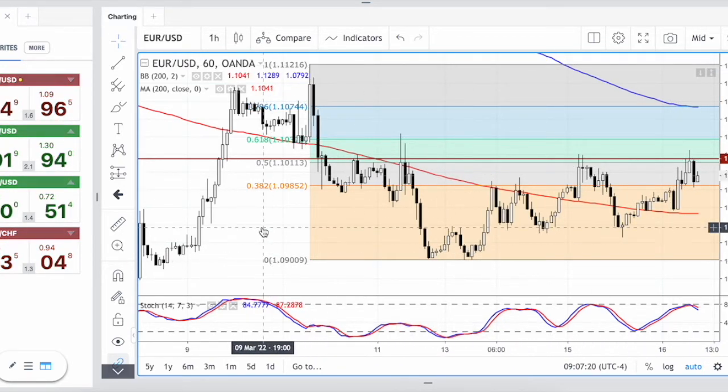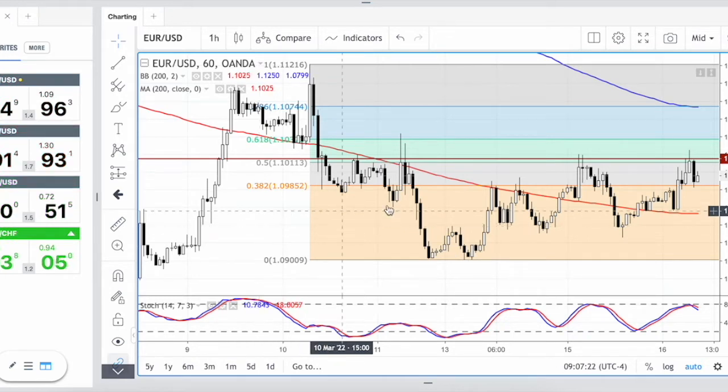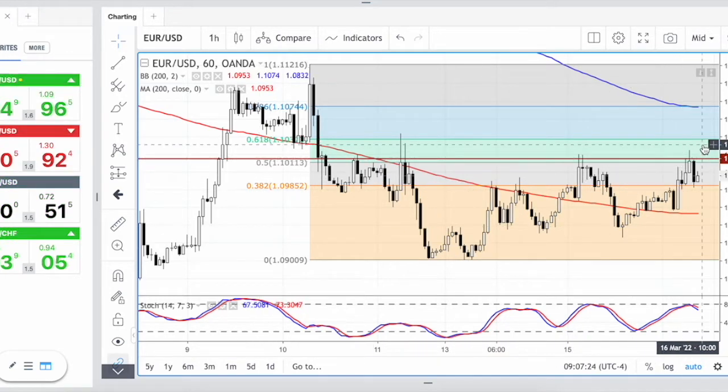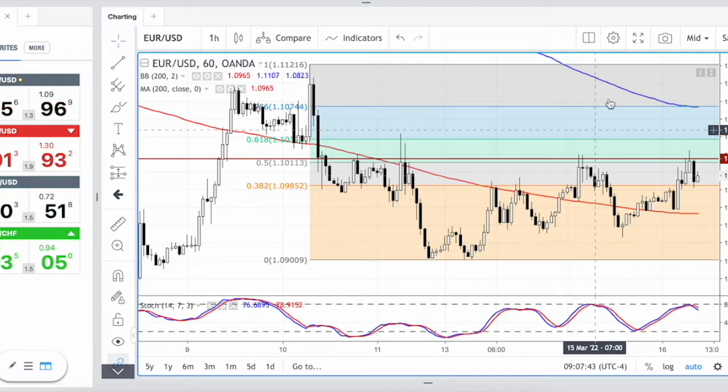So I'm going to sell the euro right now with stops above this level at about 1.103, somewhere there. Actually, let's make it 1.104. So we're above that 61.8% fib. And I'm going to sell at the current price. And we'll see where that takes us.